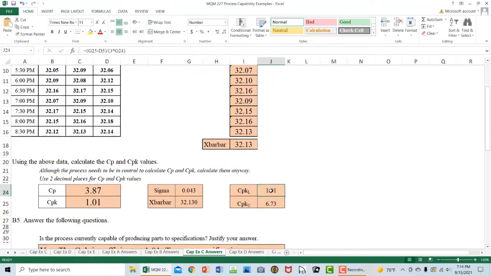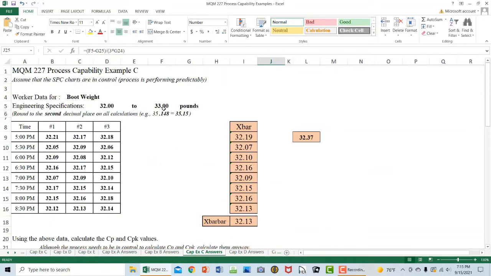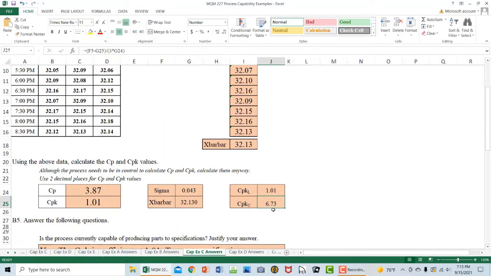And it does. So again, it's X bar minus 32 divided by not 6 but 3 times sigma, or standard deviation. And that gives us a CPKL of 1.01. CPKU, we're going to take the 33 minus the 32.13 and divide that all by 3 times the standard deviation, and that's that number. Great number. Unfortunately, we have to take the worst case scenario, which is 1.01.